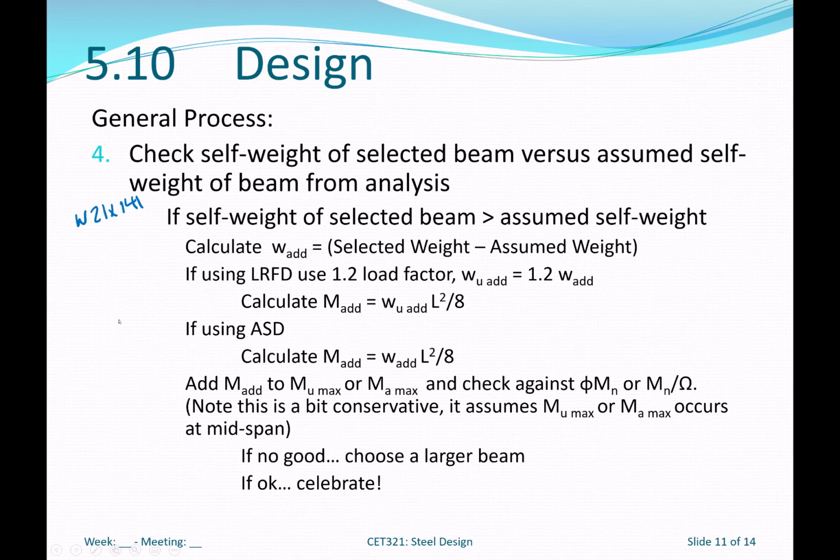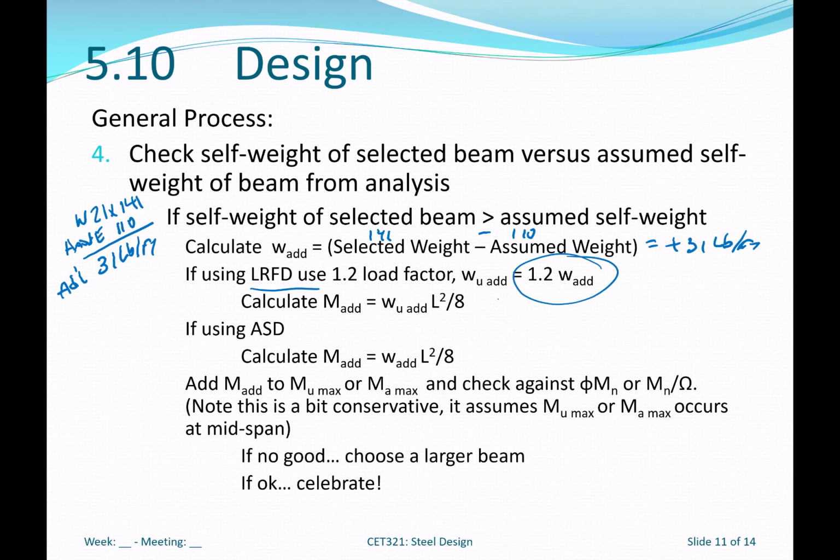So now if I have 110 in my design, that means I need an additional 31 pounds per foot. If I take my 141 minus my 110, I need to add 31 pounds per foot. If I'm doing LRFD, I just take that 31 multiplied by 1.2 to get my factored dead load.